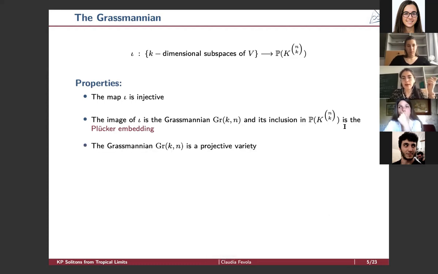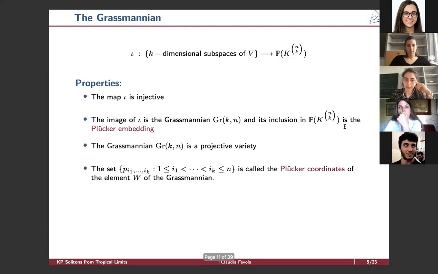And yeah, one can prove that the Grassmannian is a projective variety. And we denote by P with these sub-indices the minor corresponding to the columns I1 up to Ik in the matrix. The set of all of these minors is called the Plucker coordinates of the element W in the Grassmannian.